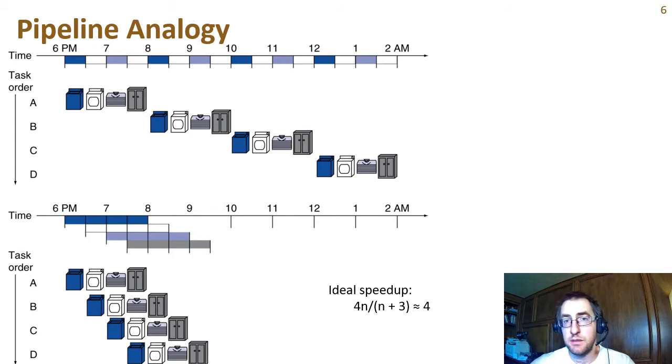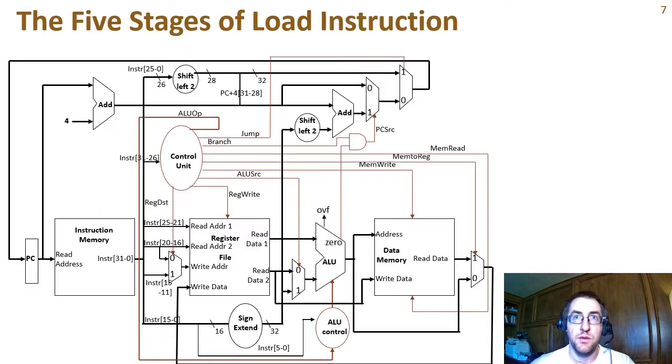So under an ideal scenario, the speed up of this pipeline will be 4n divided by n plus 3, and that's assuming that you can extend n into infinity. And so this idealized speed up is approximately 4. As n grows toward infinity, this would go toward 4.